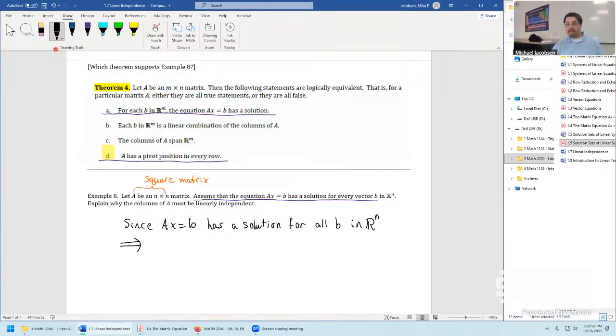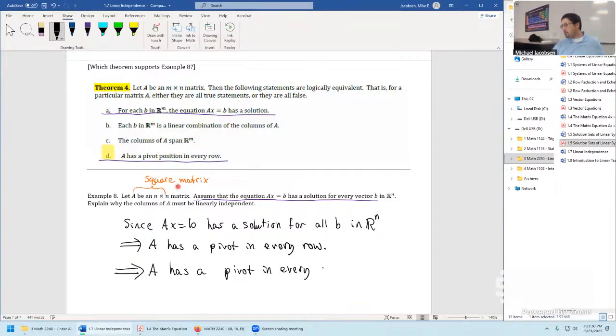So this implies immediately A has a pivot in every row. So that's our next implication. But this matrix was special. The number of rows equals the number of columns. So if you have a pivot in every row, n pivots, you have a pivot in every column. So the next implication goes, A has a pivot in every column, since A is n by n.